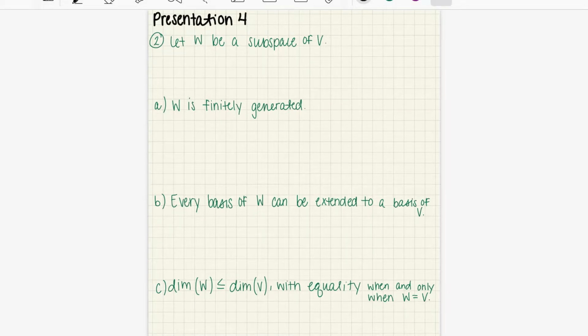For my first question, I had to prove proposition 5.11. So before we can start with the three different parts of the proof, I'm going to set some boundaries in general.